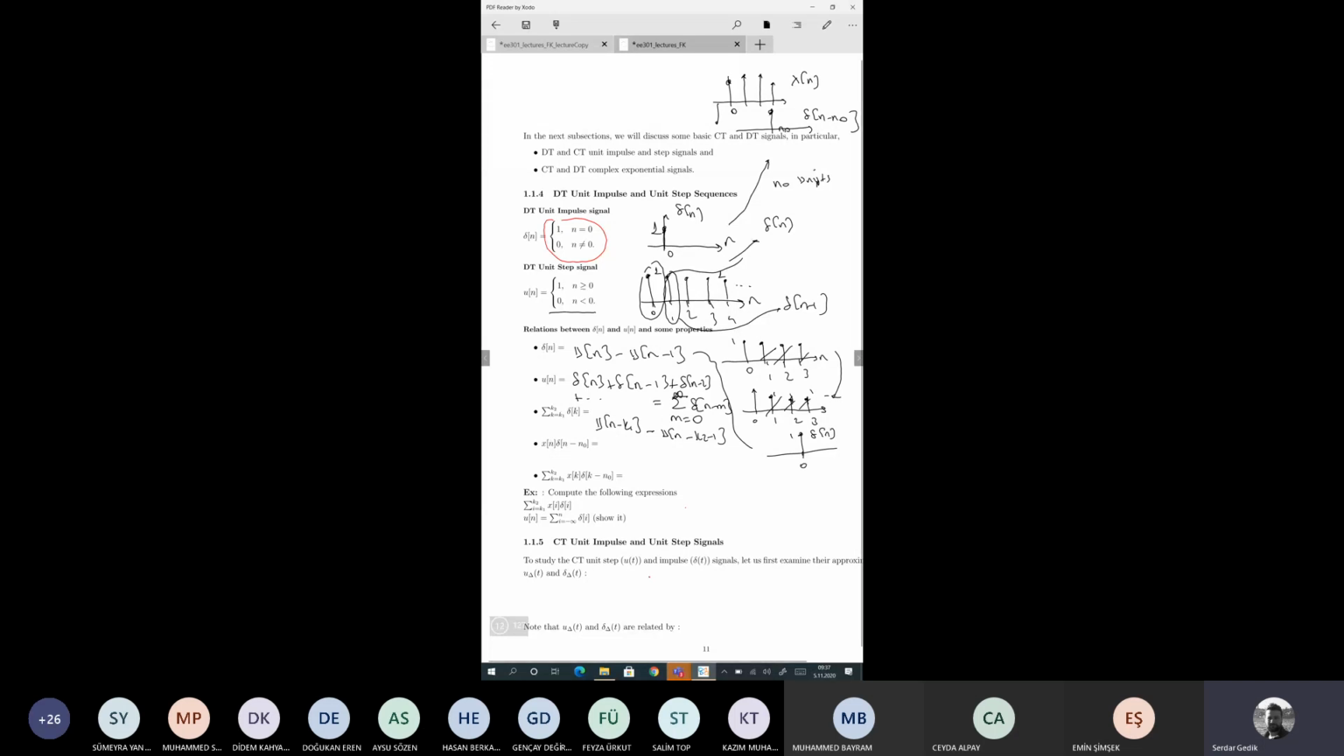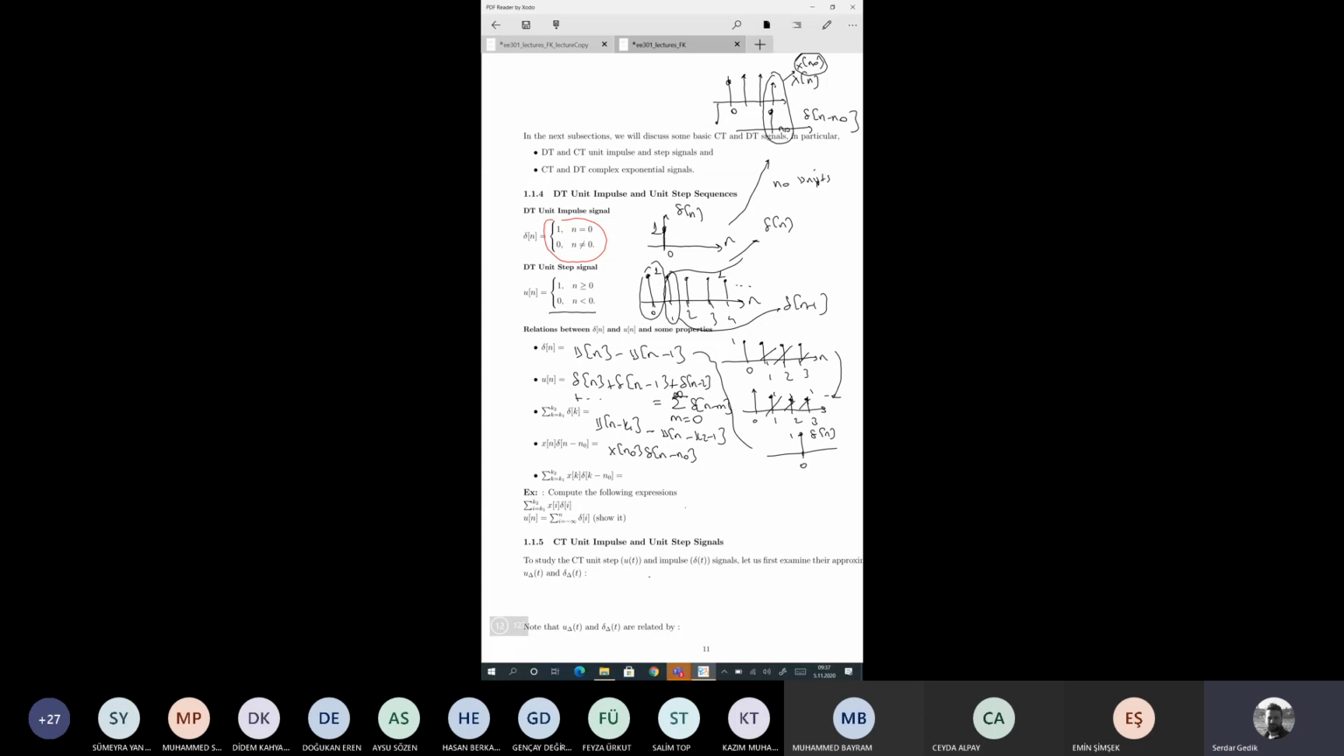So if I multiply those two, what do I have? I will have here impulse of n minus n0 scaled by x of n0, right? So the result is simply x of n0 times impulse of n minus n0. So that's it. I will scale this impulse of n minus n0 by x of n0 here. So what about the next one?